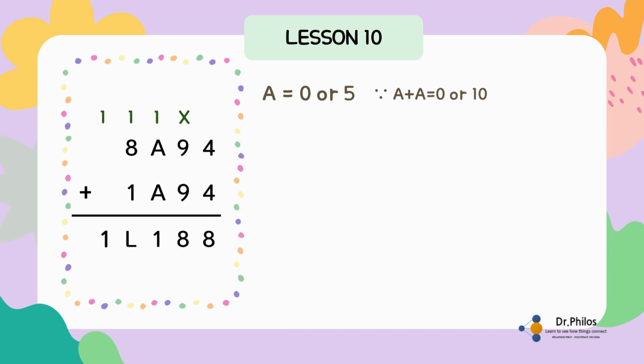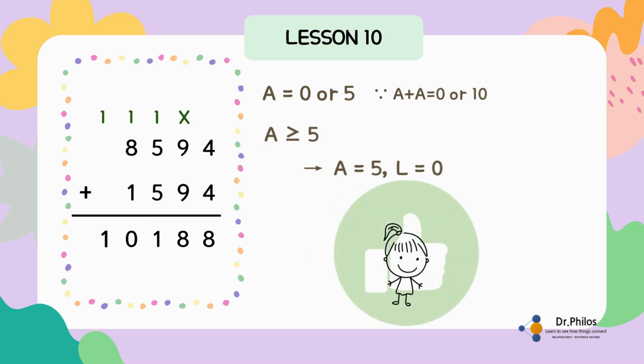You are doing great. Only 2 letters left. Keep going. We need a carryover from the hundreds to the thousands place, so A is 5 or more. A can be 5 or 0, but only 5 works here. And if A is 5, then L is 0. Wow, your problem-solving skills have really leveled up.